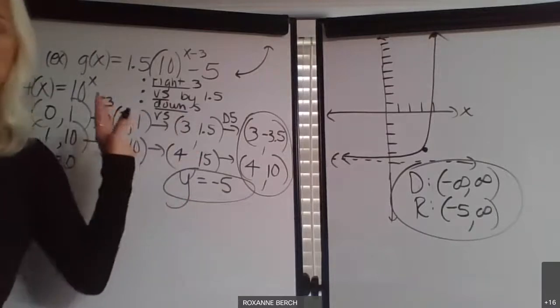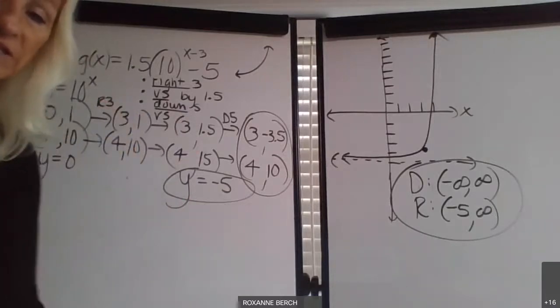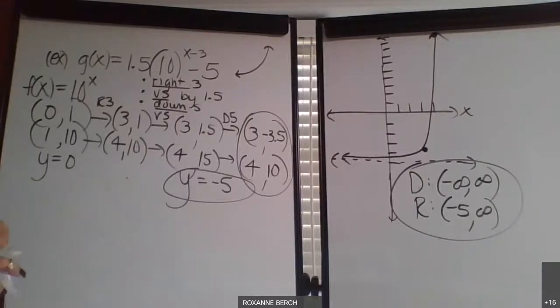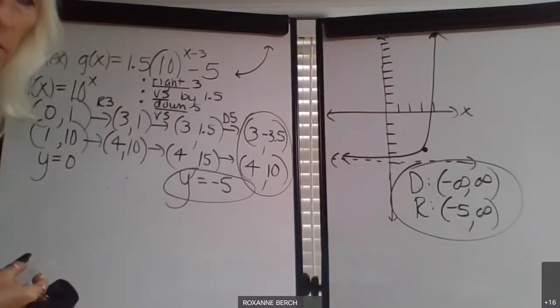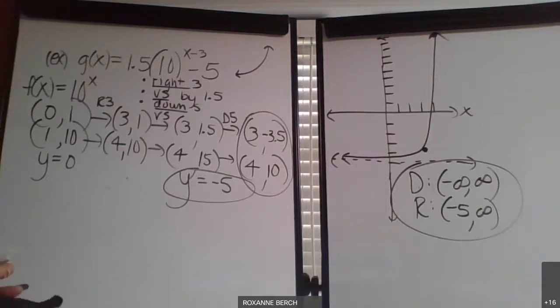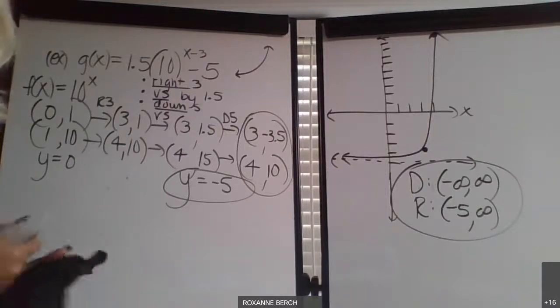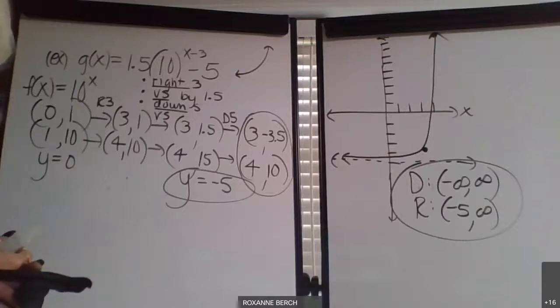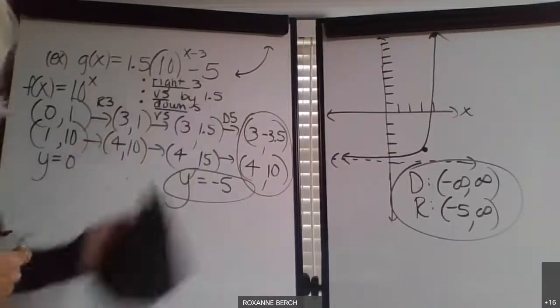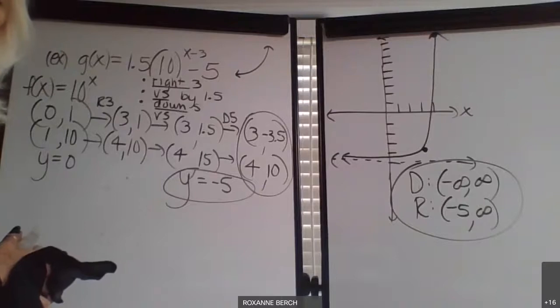Okay, so this was the problem with the decimals. Now we're going to look at one with fractions. Anybody have any questions so far? It's what we've done before. Yes, we have an asymptote now and a new graph, but it's the same thing we've done before.